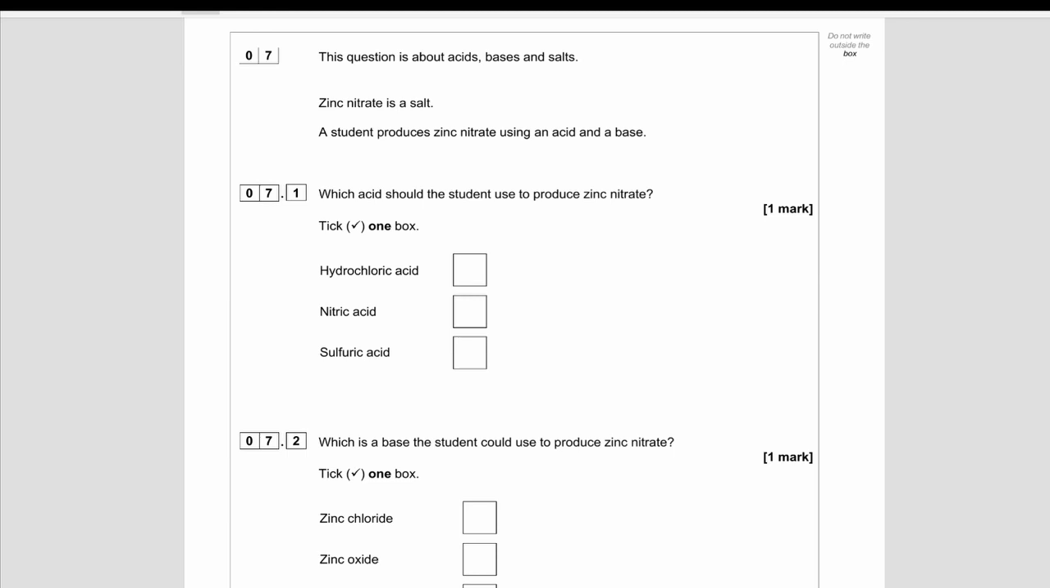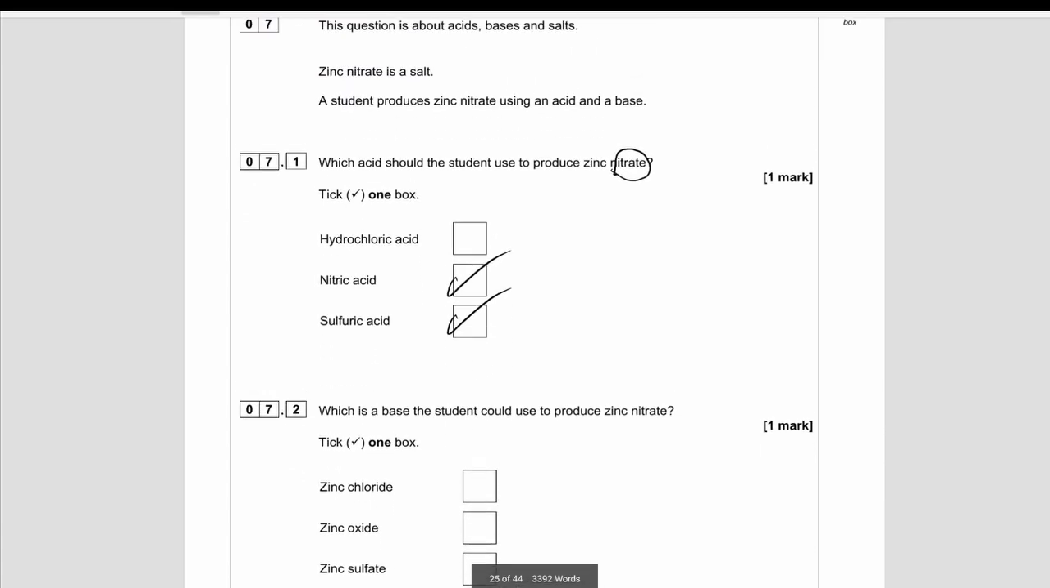A student produces zinc nitrate using an acid and a base. Which acid should the student use to produce zinc nitrate? Well, we know that the acid determines the second name of a salt. So nitric acid is the name of the acid you would use.